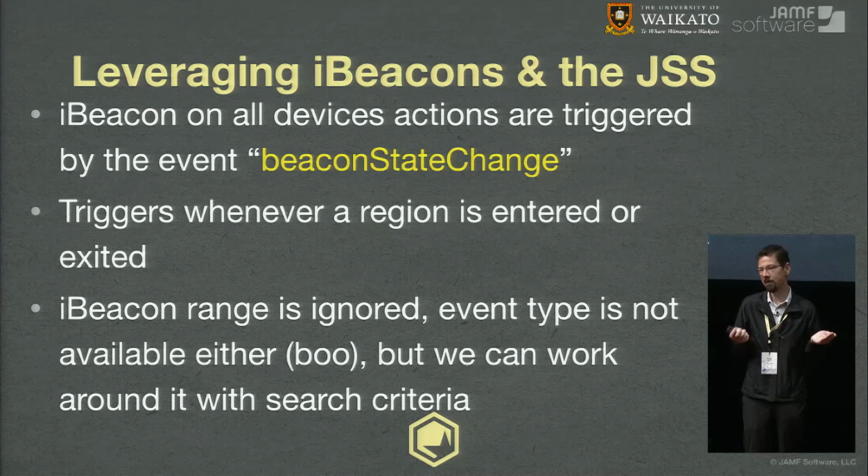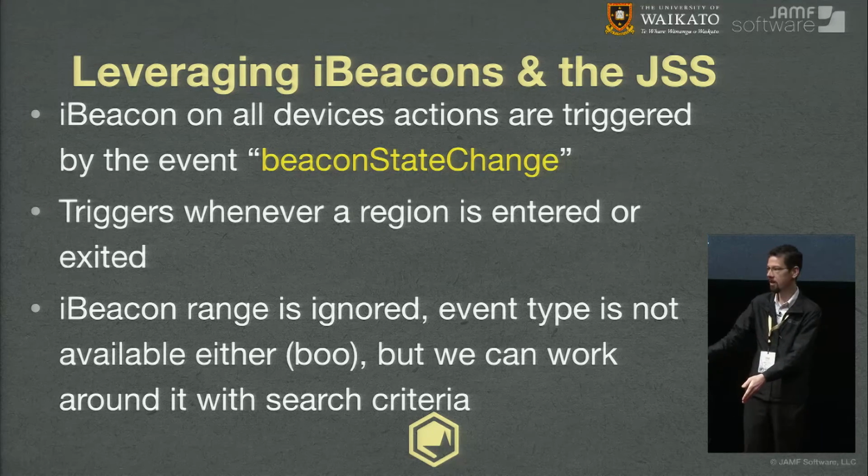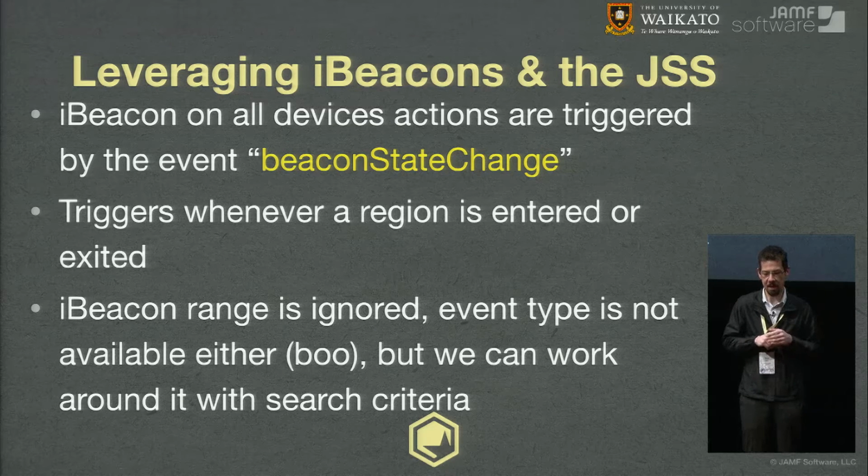So there's a couple little problems with that approach. It doesn't take into account beacon range. So iBeacons are very cool in that they've got 3 different ranges. You're standing on top of it, you're within 5 meters of it, and you're within 75 meters of it. Unfortunately, you can't get that granular level of functionality in a JSS trigger beacon, but I'm hoping that comes in.